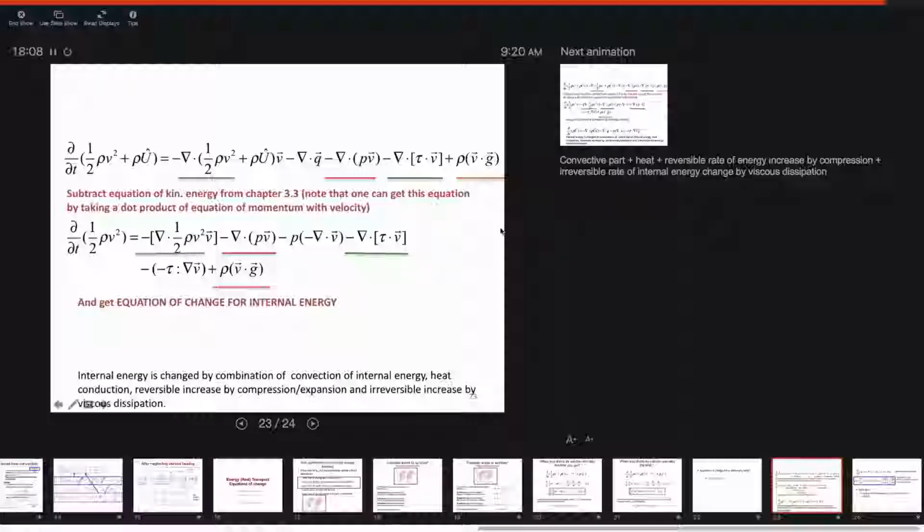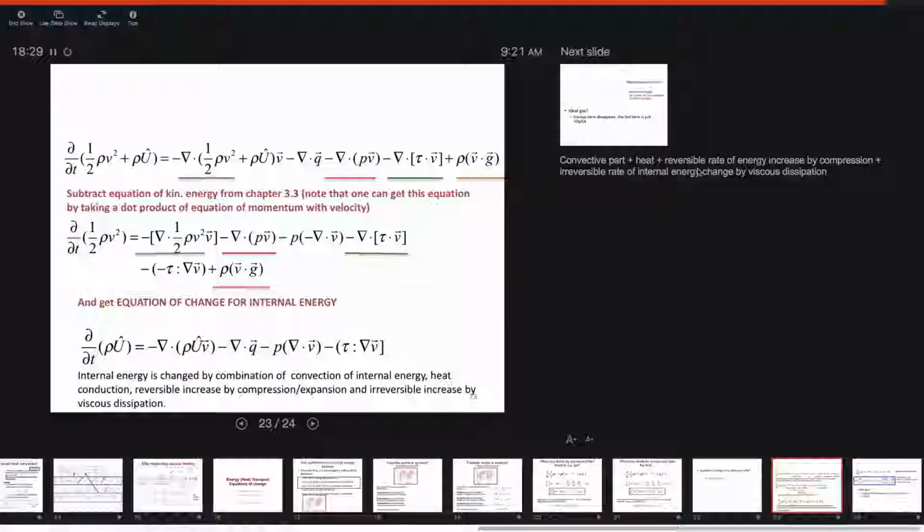And then there are certain terms that I can recognize in there, right? There's this red term, okay? This one, and this one. So if I subtract the two, I will get something like this. This is my equation of change for internal energy. Basically, I have the convection term for internal energy. This is the heat term, and P, divergence dot V.